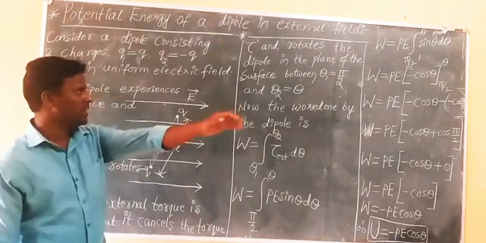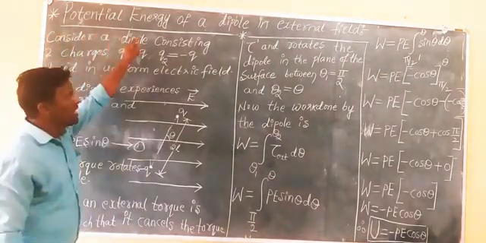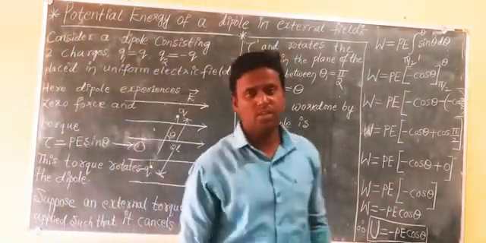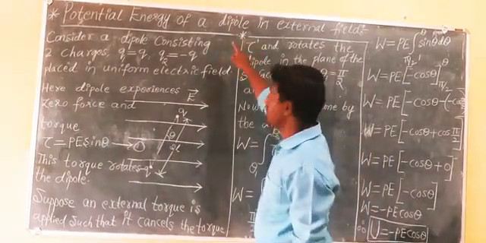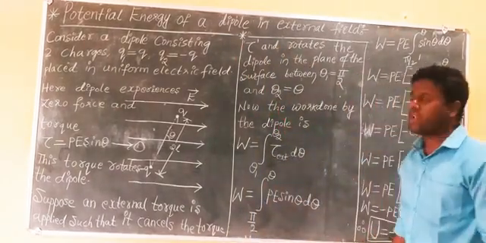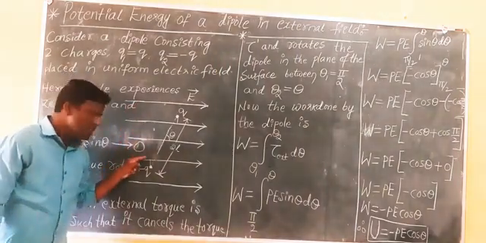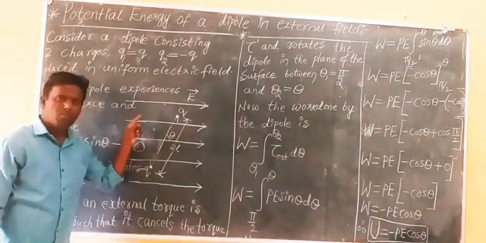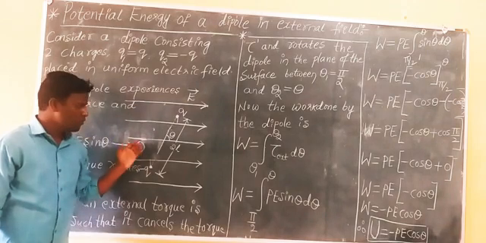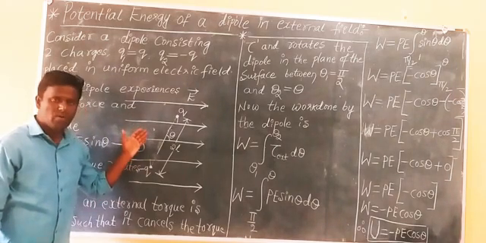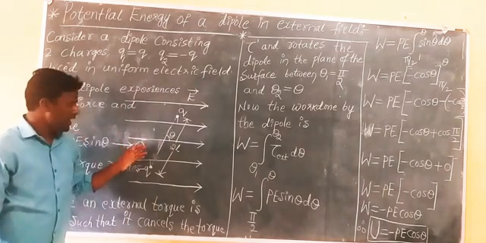Now come to this point. Here is the concept: potential energy of a dipole in an external electric field. Now I am telling you about the potential energy of an electric dipole which is placed in an external electric field. In this diagram, these arrow marks represent a uniform electric field, a constant value of electric field. And I am taking a dipole here.